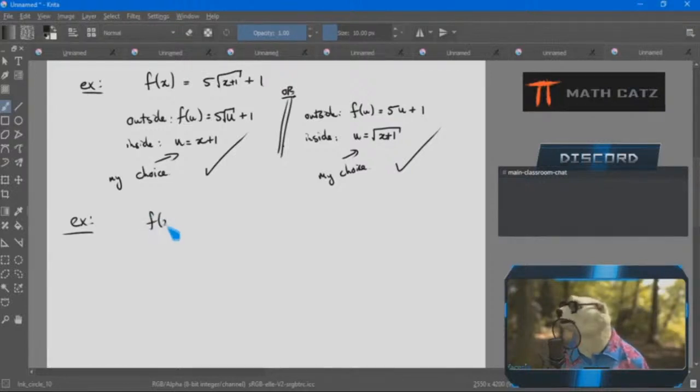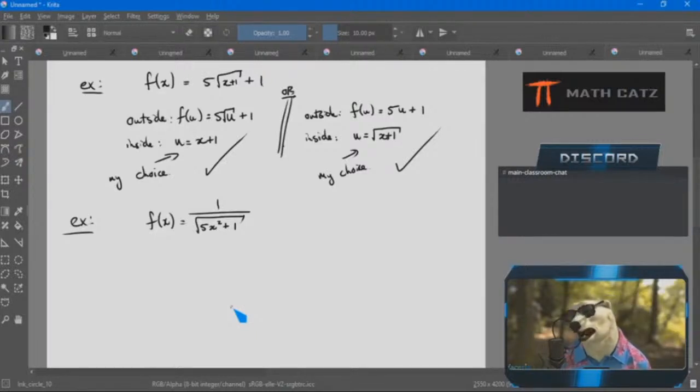Let's see another one. 1 over the square root of 5x squared plus 1. I claim for this one there are even more right answers, even more ways to split this up into an inside and an outside function. The problem is you have to see it. You have to first identify it. This eventually has to scream at me, I'm a function of a function. Deconstruct me, please. So that's the first thing.